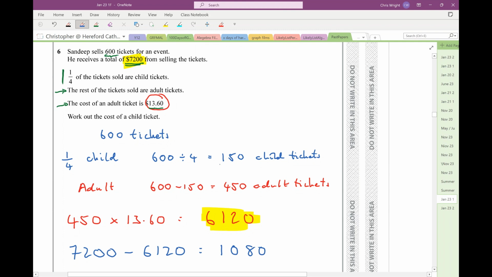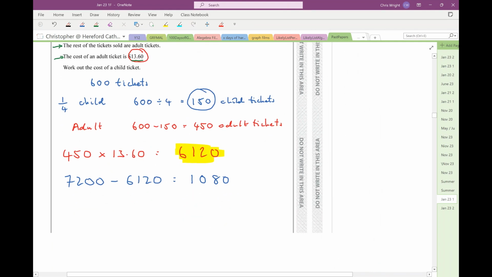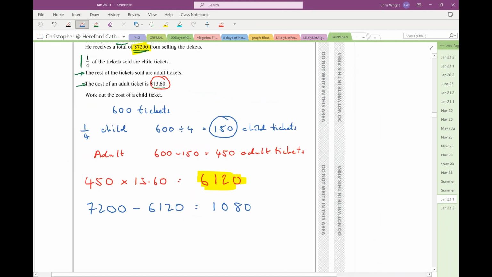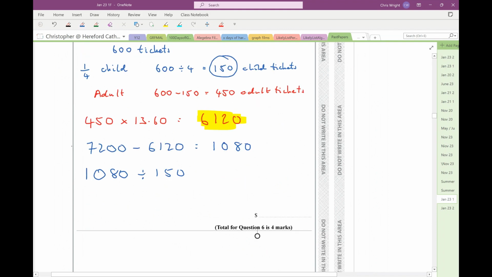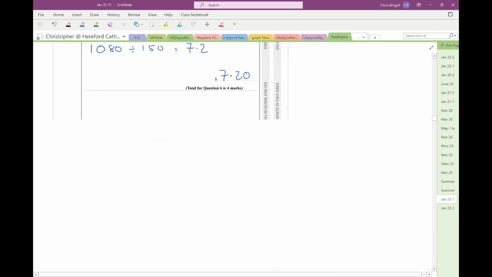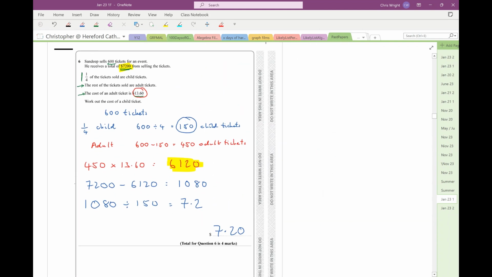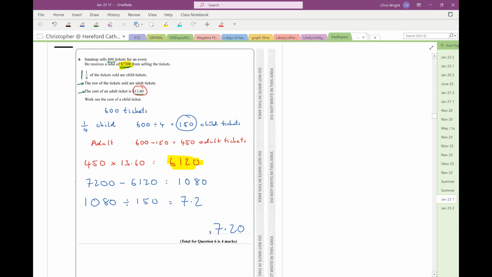And I know there are 150 of them, right? So now I can work out the cost of each child ticket. 1080 divided by 150 tickets means that each ticket was sold for, now I get 7.2 on my calculator. So I'm going to write $7.20 for my answer. And that is question 6 finished.